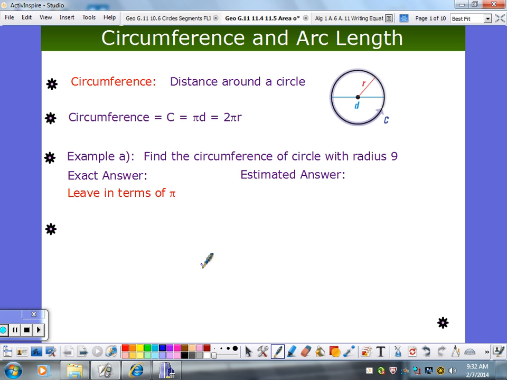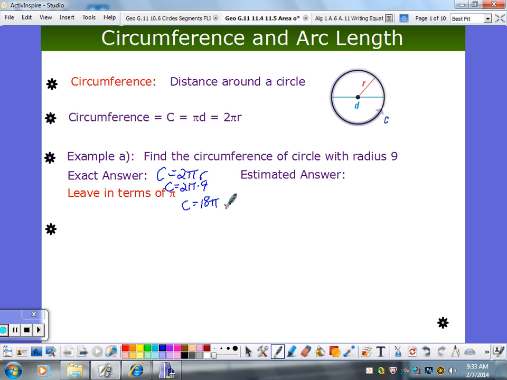Example. Find the circumference of a circle with radius 9. Now there's two ways to answer this question. Pi is irrational, isn't it? An irrational number. So I'm never going to get the exact number if I multiply by pi. However, if I leave an answer in terms of pi, you consider that the exact answer. So for example, if the radius is 9, C equals 2 pi r, correct? So C equals 2 pi times 9. I can combine 2 times 9. C equals 18 pi. Correct? And that's it. That's your exact answer. You just stop. Leave it in terms of pi.